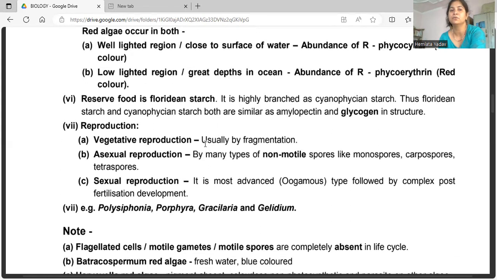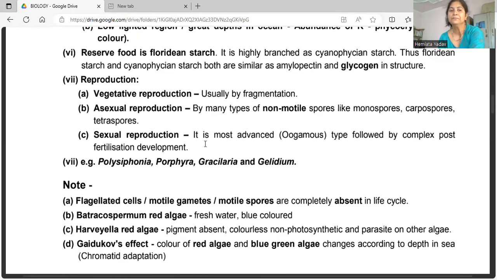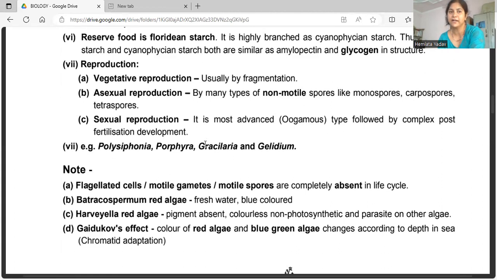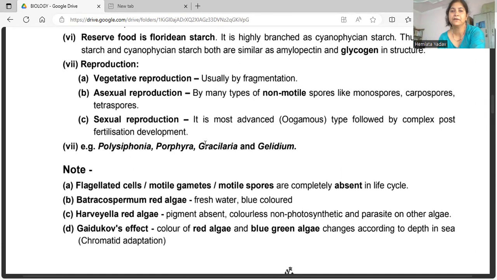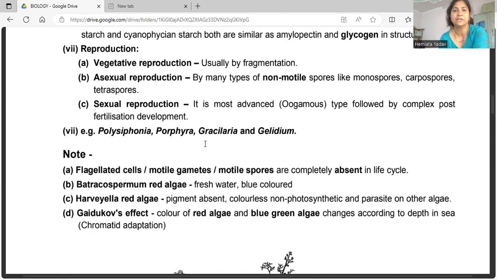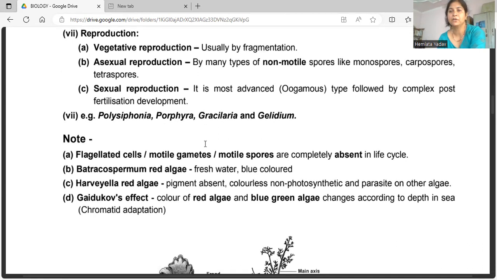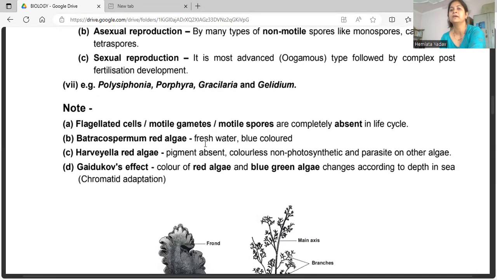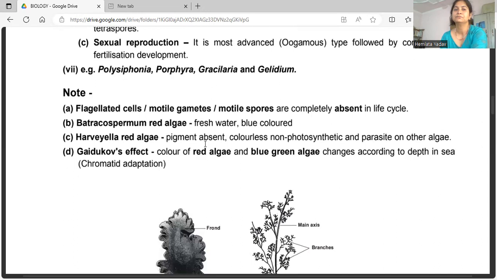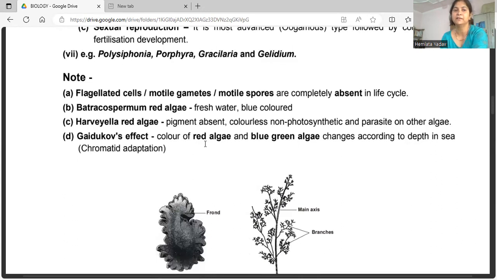Red algae occur in both well-lit regions close to the surface and in regions of great depth in the ocean. The reserve food is Floridean starch, which is highly branched and similar in structure to amylopectin and glycogen. Vegetative reproduction is by fragmentation, and asexual reproduction is by non-motile spores: monospores, carpospores, and tetraspores. Sexual reproduction is mostly advanced oogamous type.